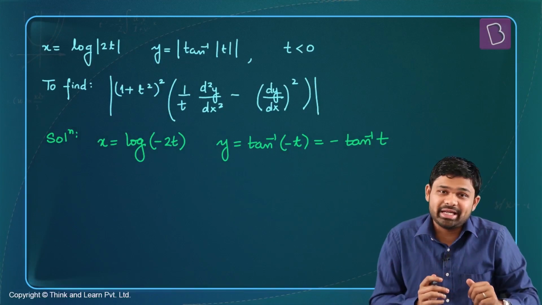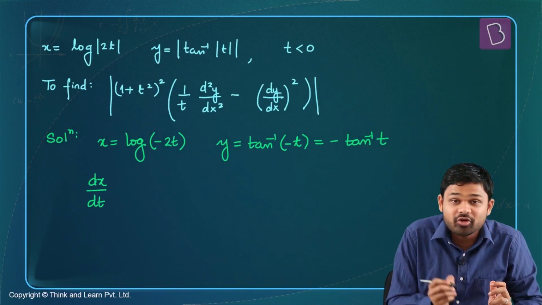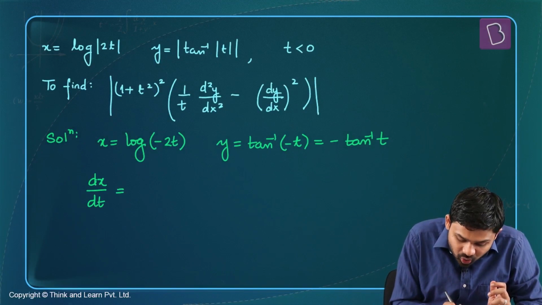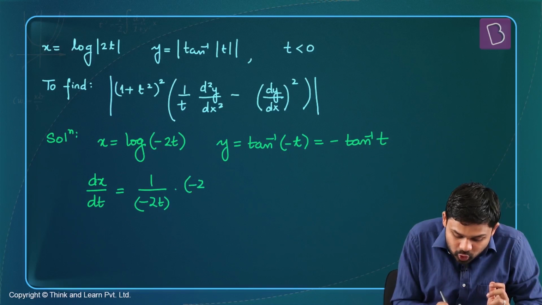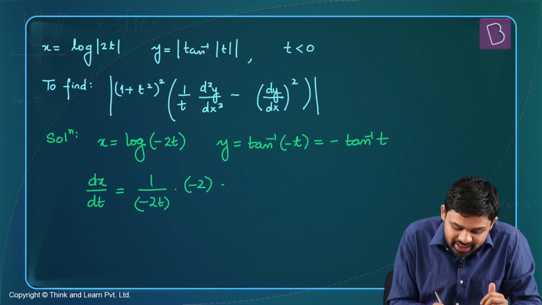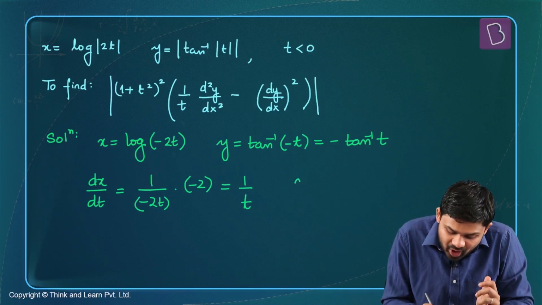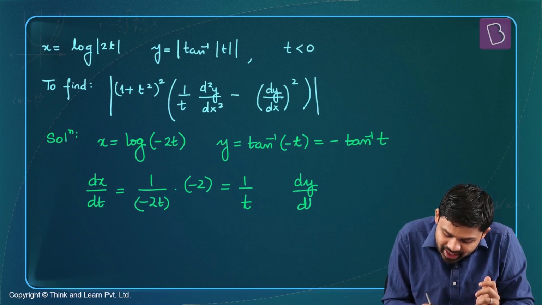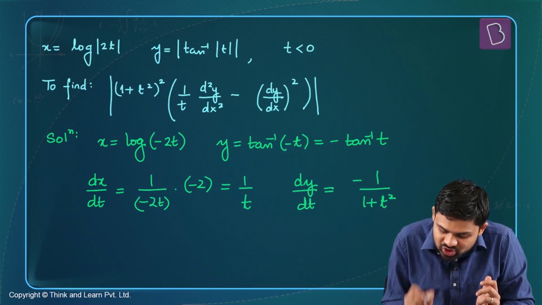What is dx upon dt? Well, dx upon dt is very simple. You have to differentiate log of minus 2t, which is 1 upon minus 2t into negative 2. This is the chain rule of differentiation, and you get the value of dx upon dt to be equal to 1 upon t. Now, what is dy upon dt? Well, dy upon dt, again, very straightforward, is minus 1 upon 1 plus t square.